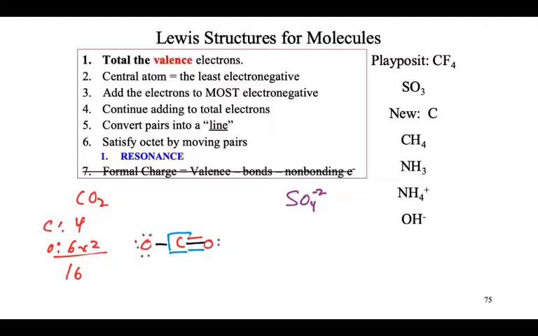How many electrons around each oxygen? 8. How many around the carbon? 8. Does this satisfy all your rules? Yes. Is this a valid Lewis structure? Yes. But it's ugly. I don't care. It satisfies all the rules. You're going to get the exact same answer as far as shape and everything else. That is a valid Lewis structure for CO2.